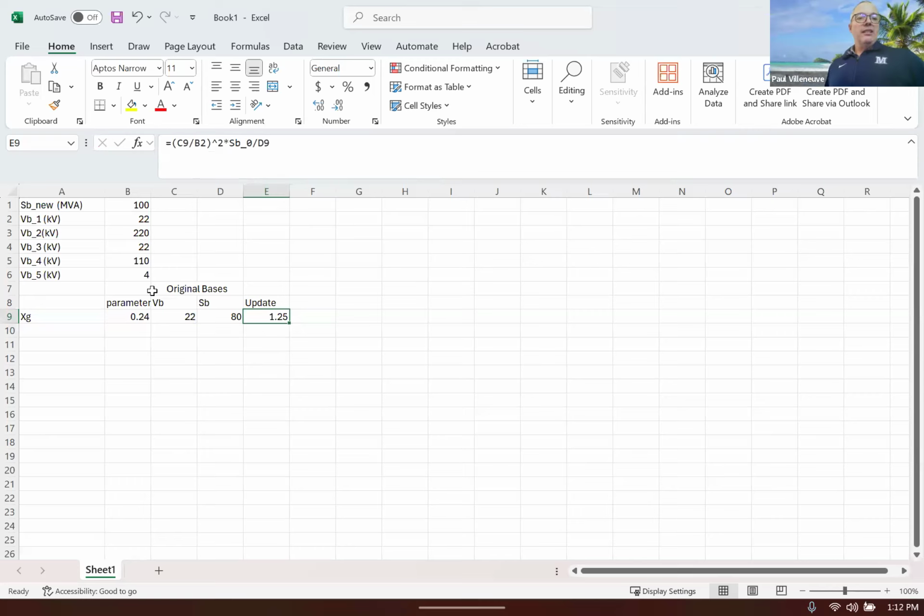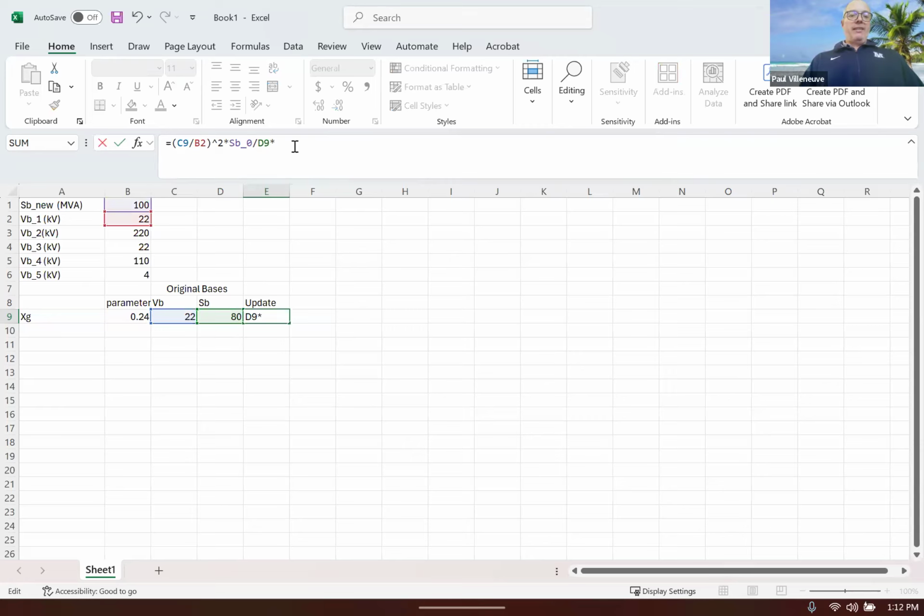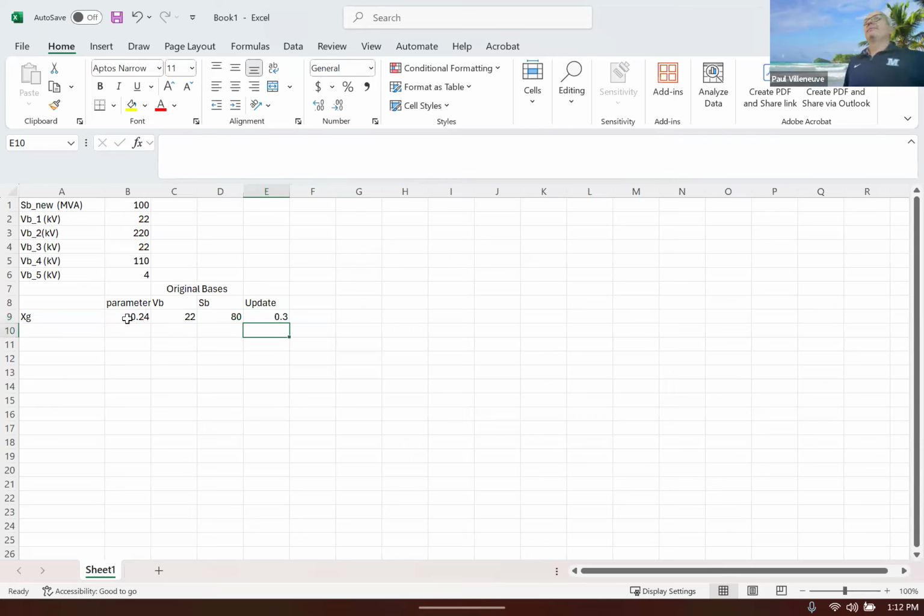It seems high though. Why is that high? Oh, I forgot to multiply it by, and then I got to multiply it by this, right? That's better. So my XG on my new base is 0.3. J0.3, technically.